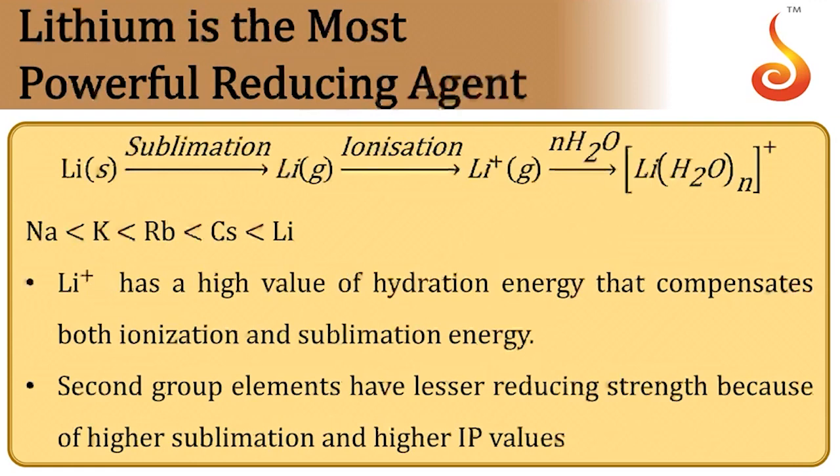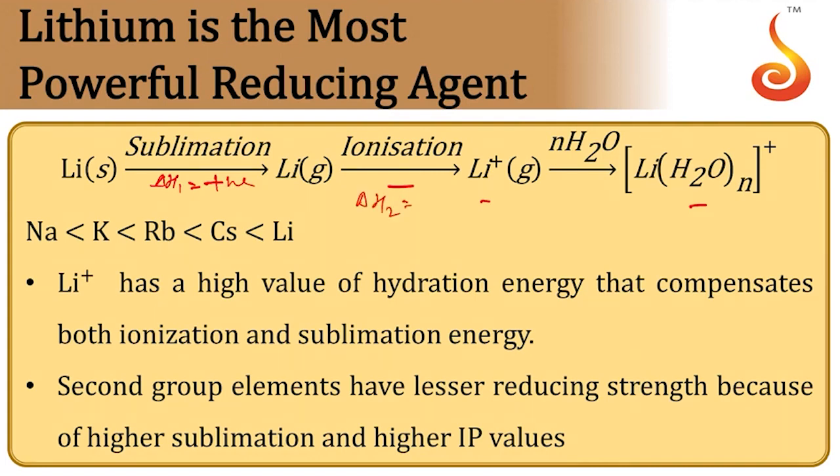Let us see now the order. To know the order, we need to construct a Born-Haber cycle which has three steps. Lithium solid, first of all sublimation, changing into gas, then comes ionization to the ion, then going towards the hydration property. So the sublimation step is going to be an endothermic step. It has, say, delta H1. This value is going to be a positive value.